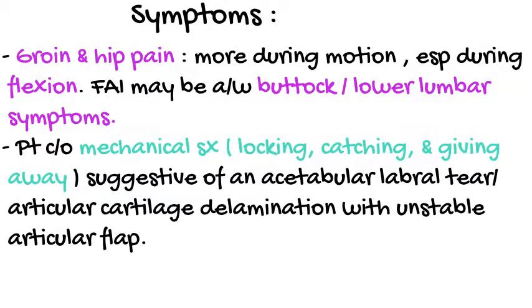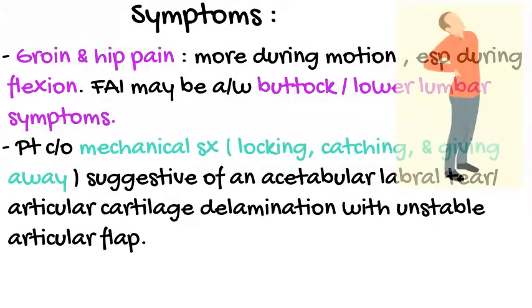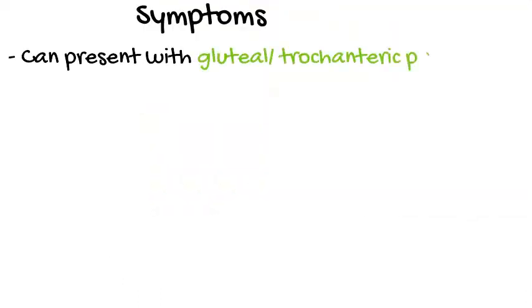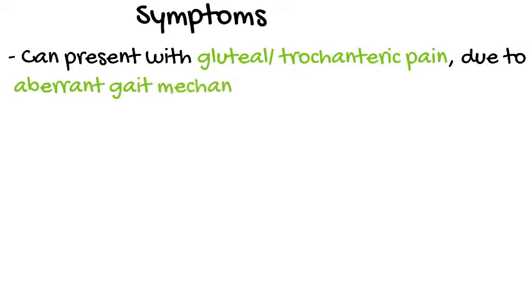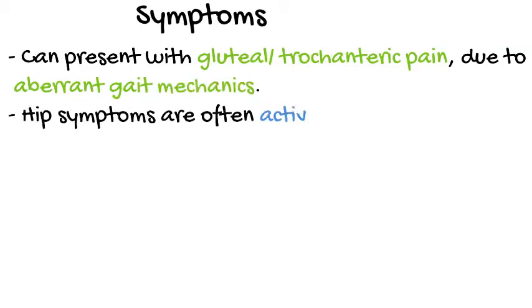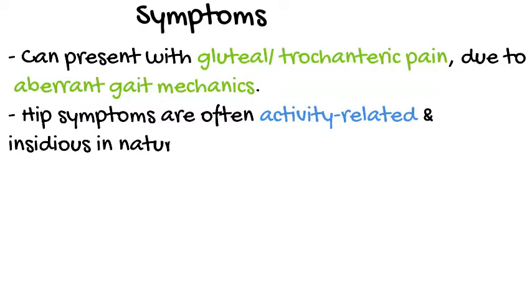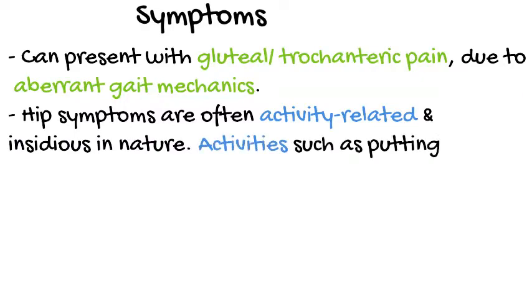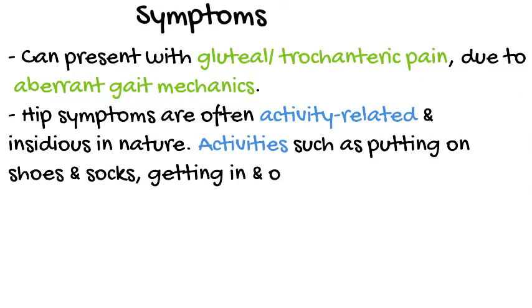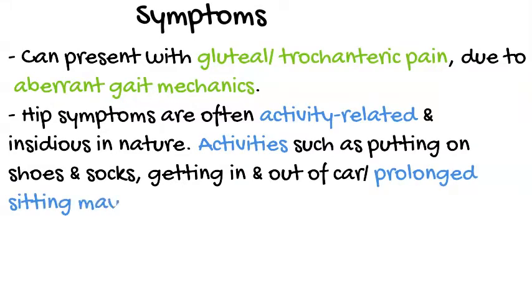Patients can also complain of mechanical symptoms, for example locking, catching, and giving way, suggestive of an acetabular labral tear or articular cartilage delamination with unstable articular flap. Patients also can present with symptoms of gluteal or trochanteric pain due to aberrant gait mechanics. Hip symptoms are more often activity-related and insidious in nature.